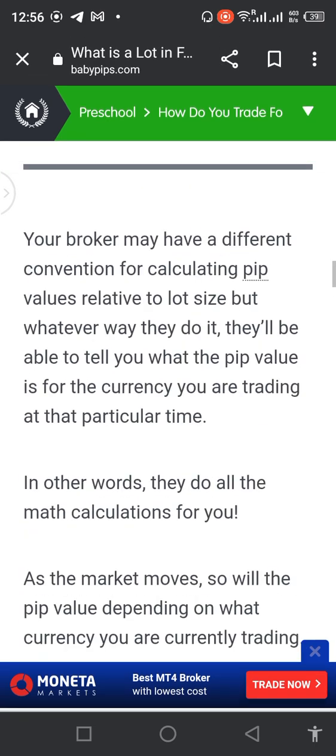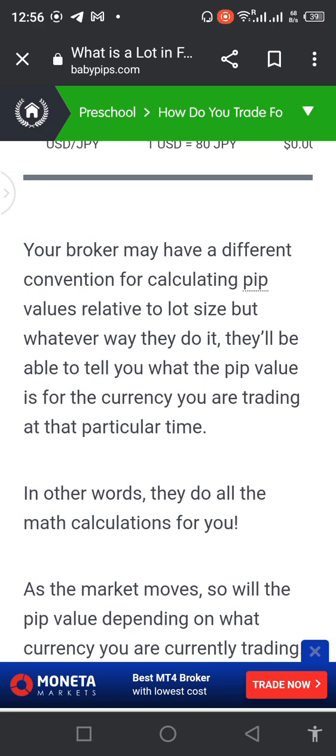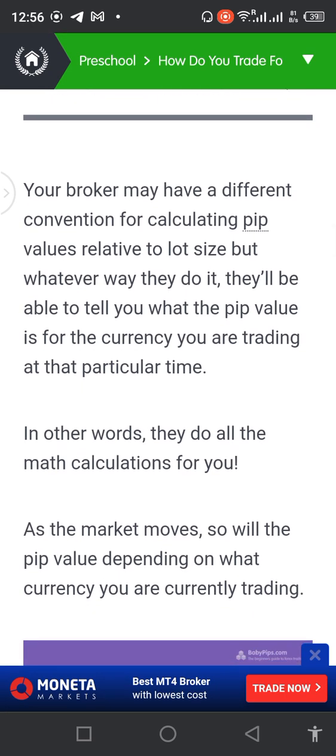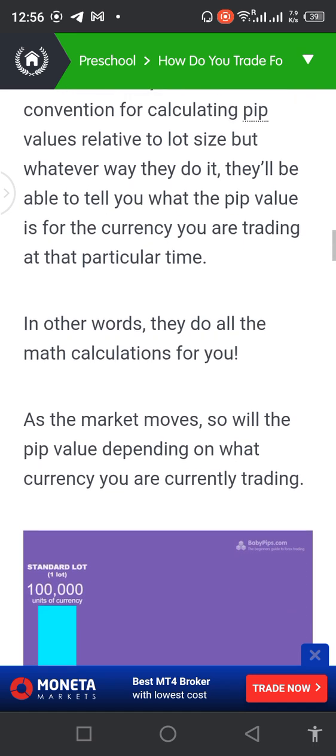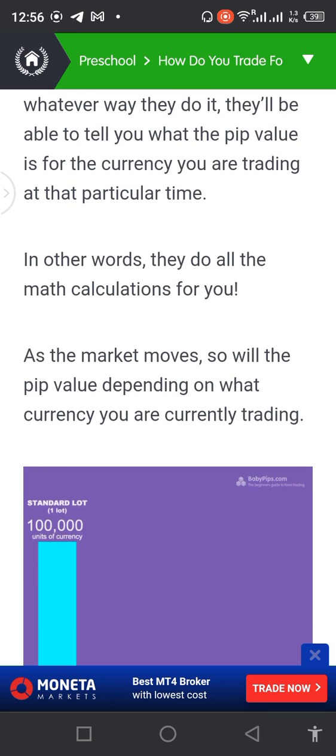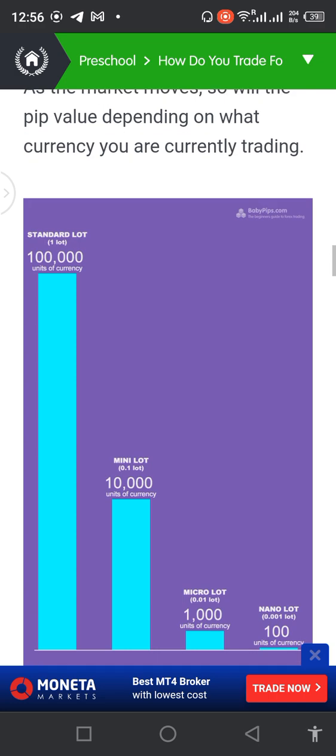Okay. Your broker may have a different convention for calculating pip values relative to lot size, but whatever way they do it, they will be able to tell you what the pip value is for the currency you are trading at that particular time. In other words, they do all the math calculation for you. As the market moves, so will the pip value, depending on what currency you are currently trading. So they do it automatically.